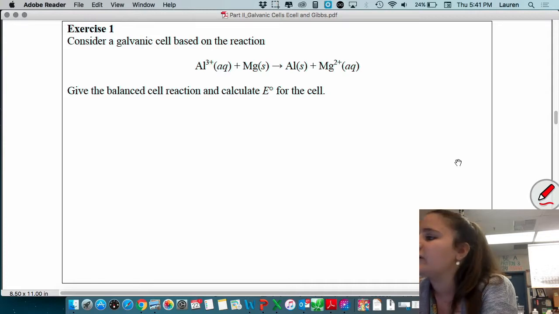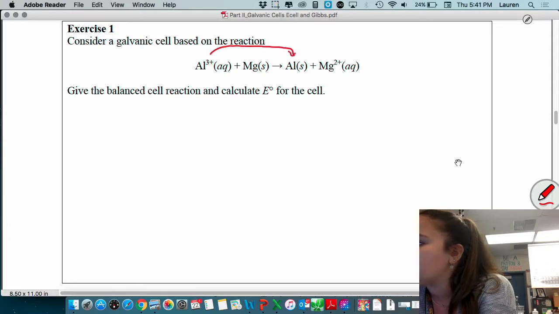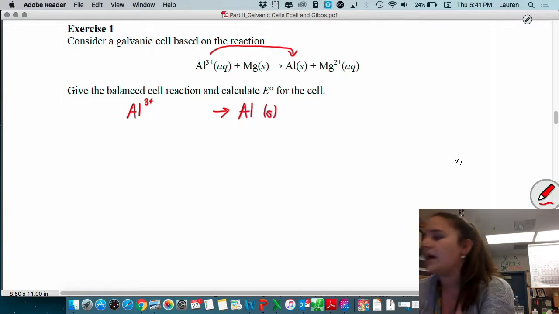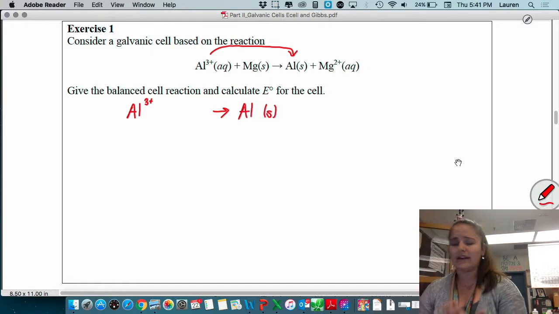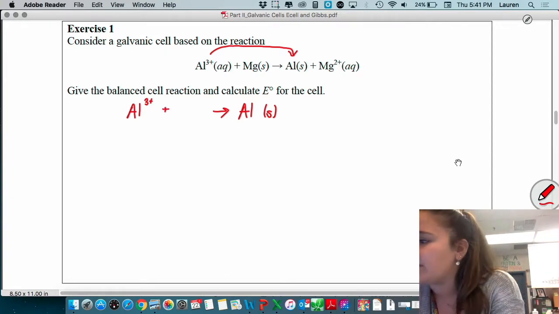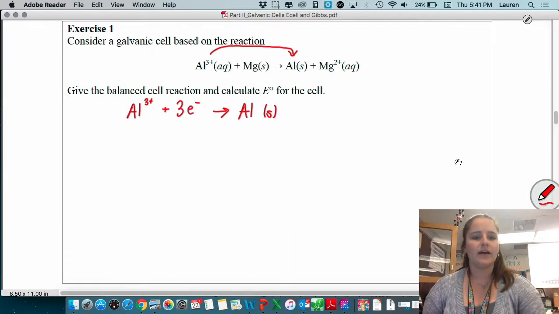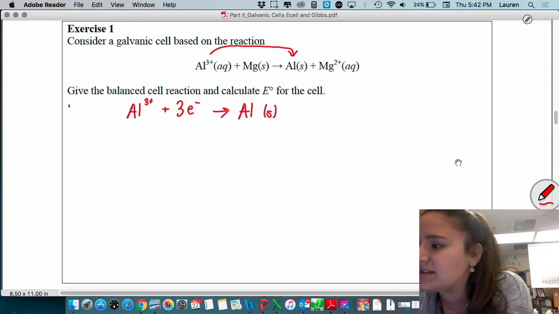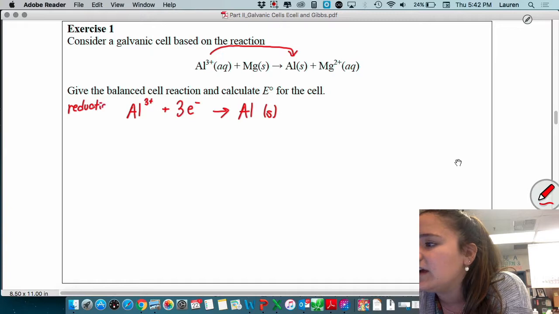So first let's look at the aluminum. We have aluminum 3+ turning into aluminum solid. In order to do that, it must have gained electrons to get rid of that positive charge. How many? Well, 3 of them. 3 electrons. So it got reduced. OIL RIG: reduction is gain of electrons. So this is our reduction. If you remember our red cat, this is what would happen at the cathode.